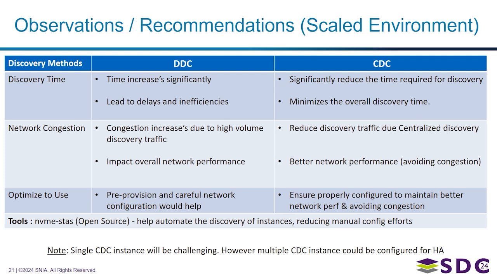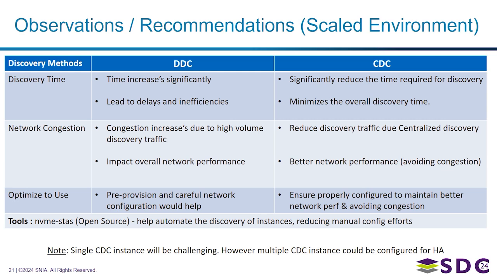Right. So based on the study and the experiments we have done, we have a few observations and recommendations, and these are based on 3 points: one is discovery time, the second is network congestion, and the third is, if you still want to use it, the better way to optimize and use it. So in the DDC, what we saw in the demo is that the time increases as soon as more and more hosts and targets are connected.